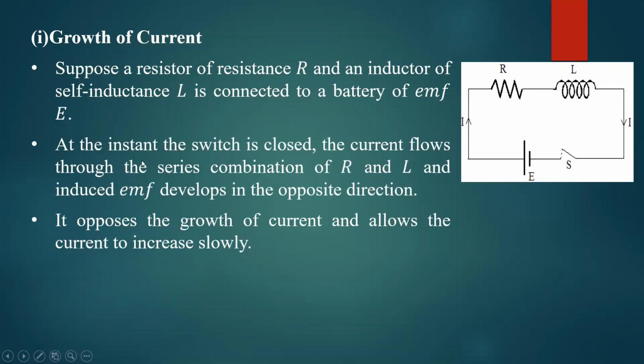At the instant the switch is closed, the current flows through the series combination of R and L, and an induced EMF develops in the opposite direction. The inductor will oppose the incoming current and produce an opposite current, opposite to the current produced by the battery. It opposes the growth of current and allows the current to increase slowly. So this electromagnetic induction opposes the growth of current. That's why the current will increase in the circuit slowly. The current will not become constant immediately.